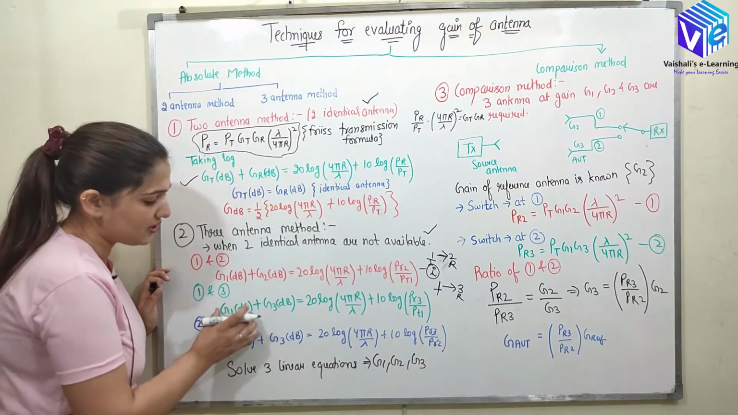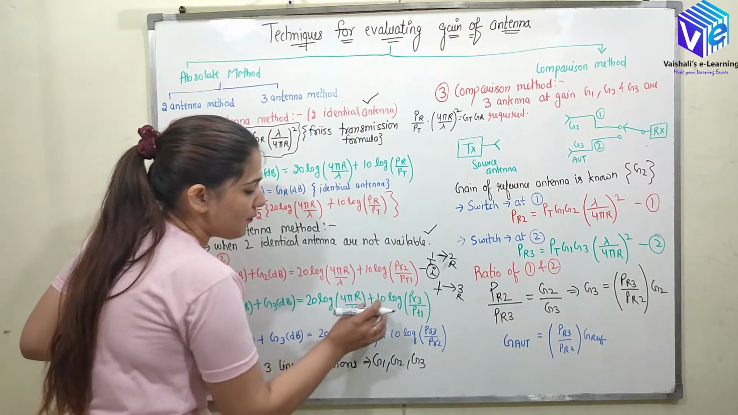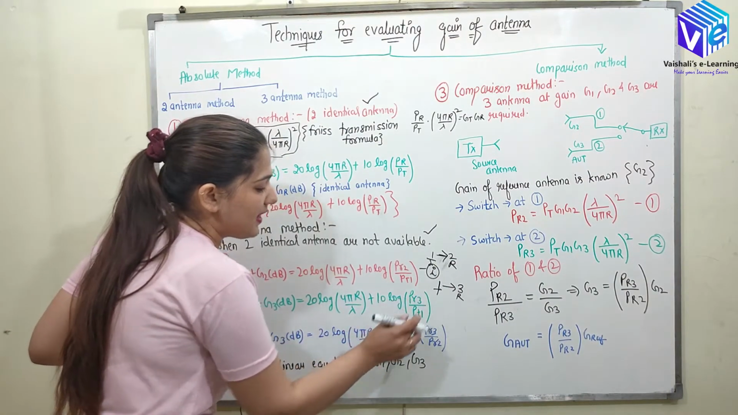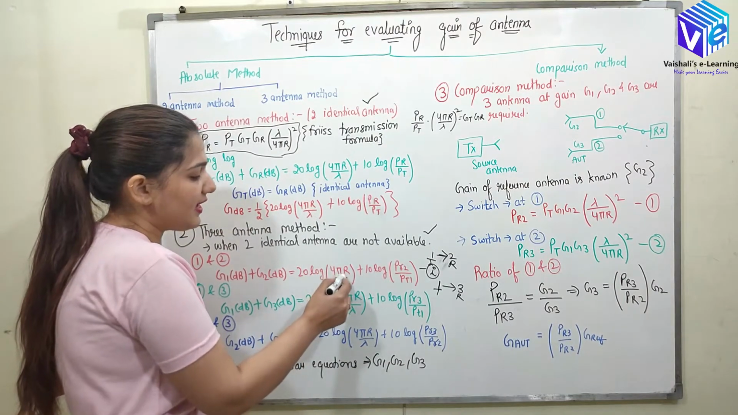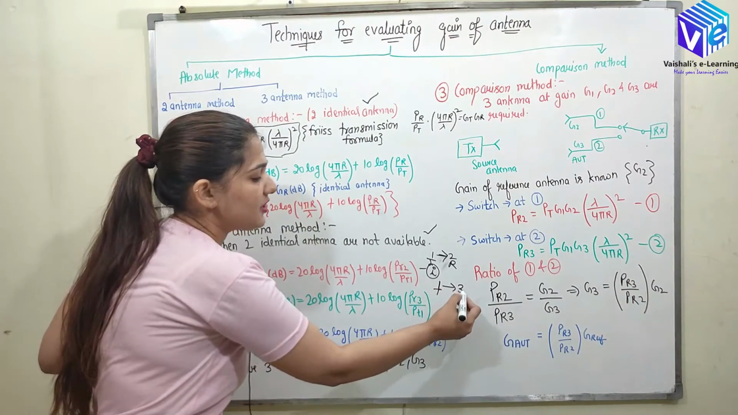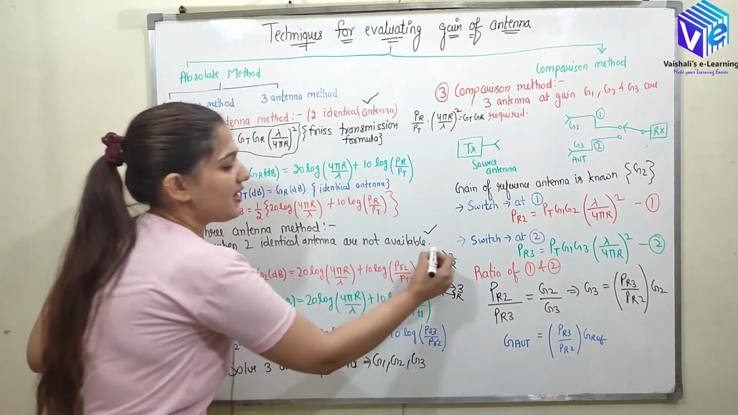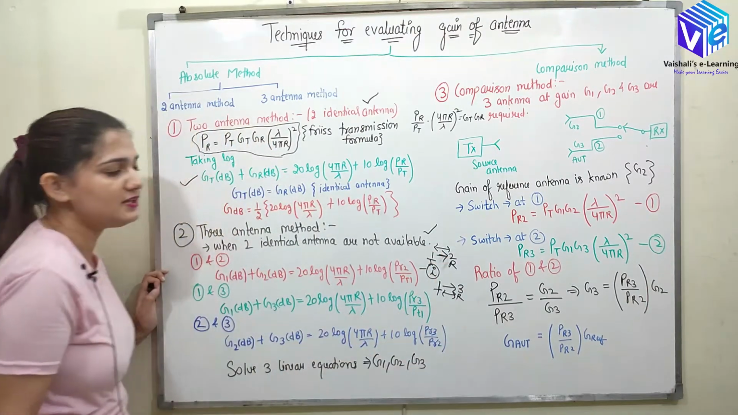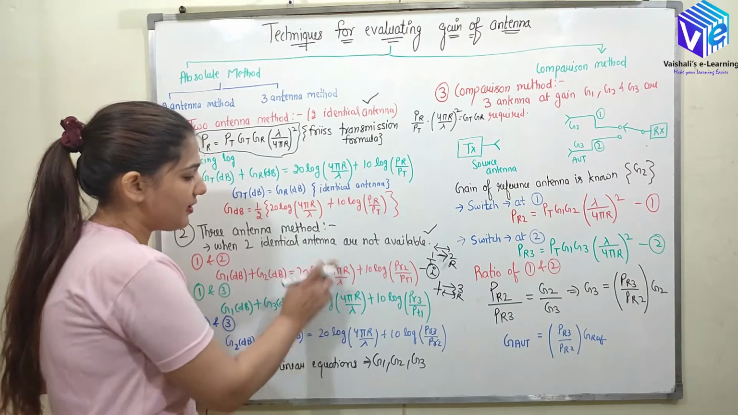So I will be writing G1 plus G3 is equal to 20 log 4 pi r upon lambda plus 10 log PR3 upon PT1. Now here you can see we have taken R to be same. If I make 1 a transmitter and 3 a receiver, the distance between 1 and 3 is the same as the distance between 1 and 2. So this R would be same, this whole term will be same.